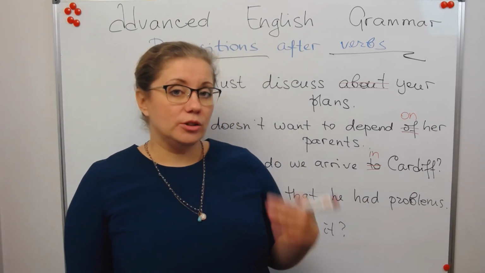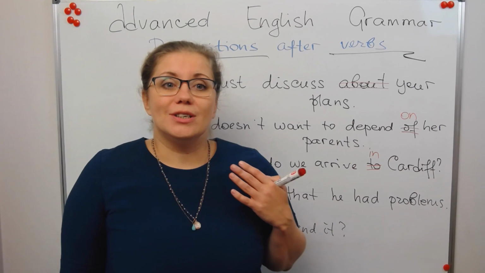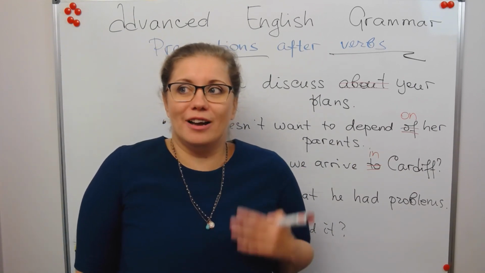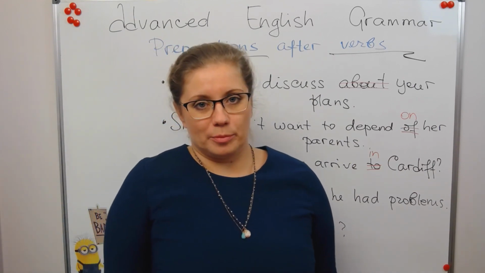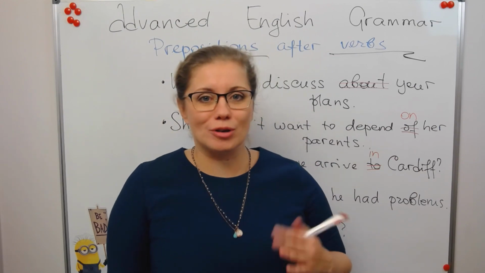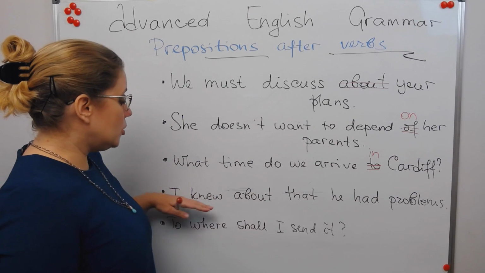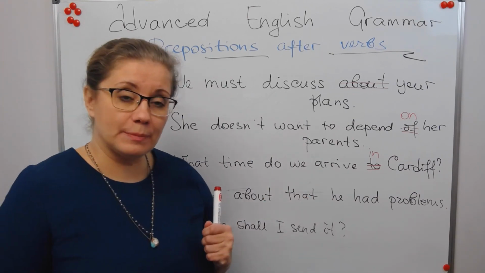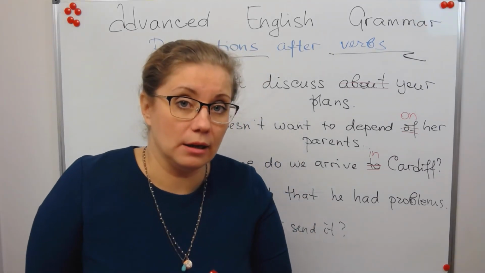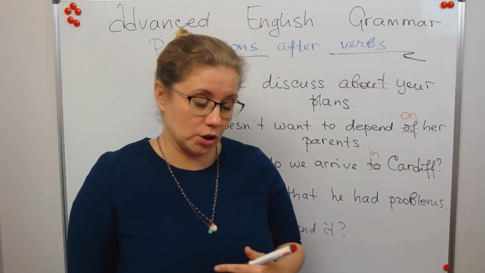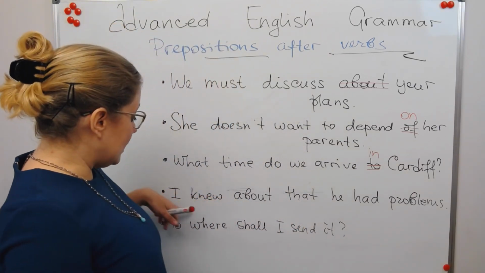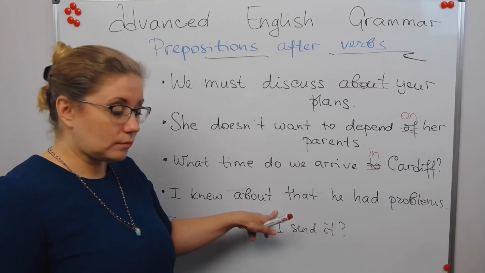And again, you need to know that, because translation from your own language will never help you here. Yeah, these are small tricks of English, so to say. Good. Another one: "I knew about that he had problems." We sometimes remember that we need to use some preposition after some verb. So, I knew about something.